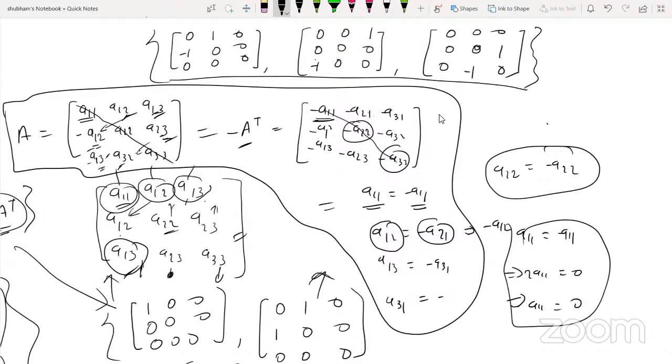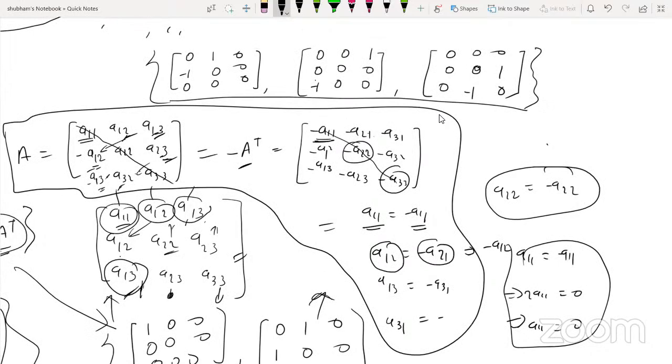Getting it? Okay, got it. What I am doing is, just write the proper matrix, compare and solve the equation, put the values here and get the basis. Right. Got it, sir. Now I got it.